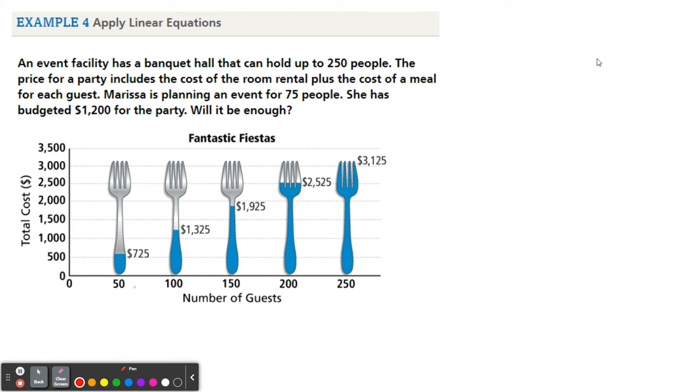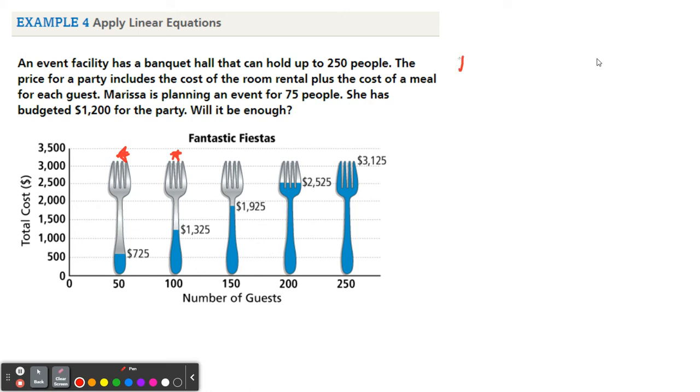So the first thing we're going to do here is we have some data, right? We have a number of guests and then the cost for having those many guests. We're going to grab 2 points and we're going to create this point slope form equation. All right, so I'm going to go ahead and use the 2 smallest points, which would be this one here and this one here. The x is the number of guests and the y is the cost.